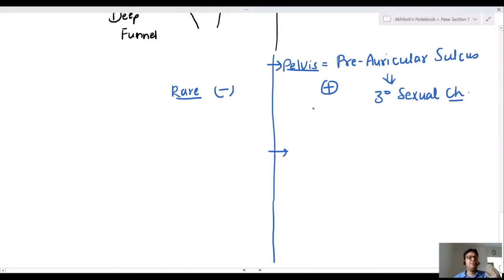Now, in female, most of the things are round. Female ki jyadatar cheeze gol hoti hai. Orbits are round, face is round, and most of the foramen are round. In male, most of the things are square shape.